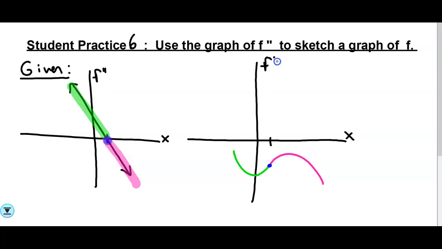I've accidentally put f double prime up there, just f. So if f double prime is above the x-axis to the left of 1, that means f double prime is positive to the left of 1. I'll indicate that. So since f double prime is positive to the left of 1, that means that the graph of f would be concave up to the left of 1.